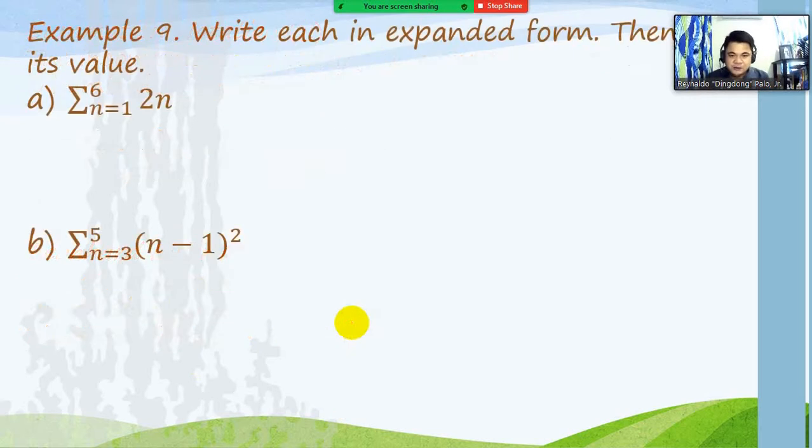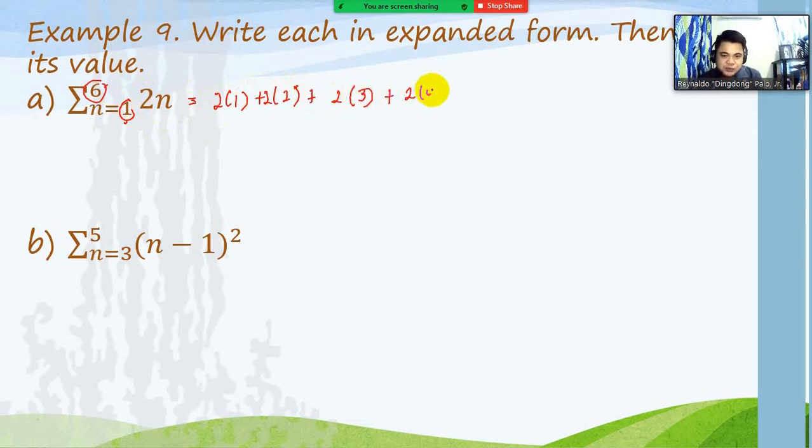So example, write each in expanded form, then find its value. So first example, the summation of 2n from 1 to 6. How are we going to expand and simplify this? Take note that we are talking about 1 and 6. So therefore, there are 6 terms. So to expand this one, just change n to the value of the specific term. So 2 times 1 plus 2 times 2 plus 2 times 3 plus 2 times 4 plus 2 times 5 plus 2 times 6. And then simplify.